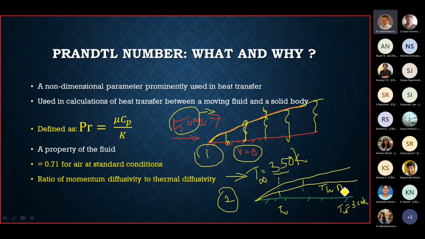In fluid mechanics, if you just say boundary layer, it means momentum boundary layer. In the presence of heat transfer, you will also have a thermal boundary layer, which means a region adjacent to the wall where the temperature gradients are high, not the momentum gradients.